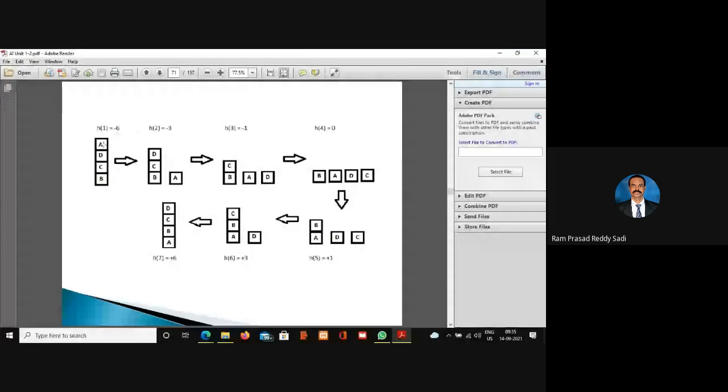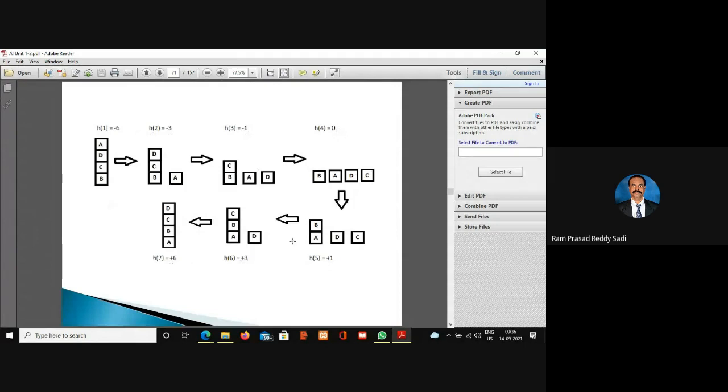So we started with this initial structure and reached the goal structure. And at every step, you need to observe there is an improvement in the heuristic value. See, H1 is equal to minus 10, and then the second heuristic value is minus 3, next minus 1, then 0, then plus 1, then plus 3, and then plus 6. This is how the problem is to be solved.